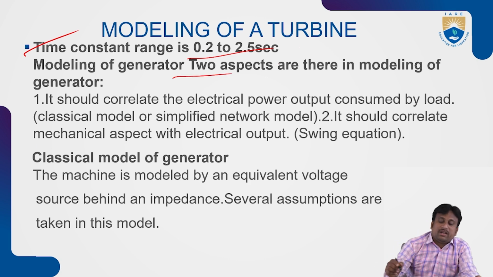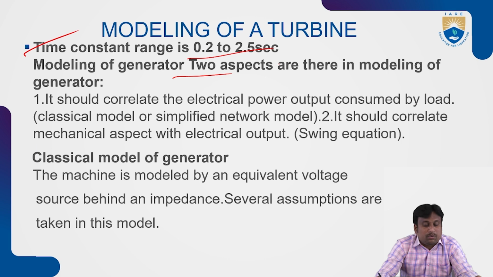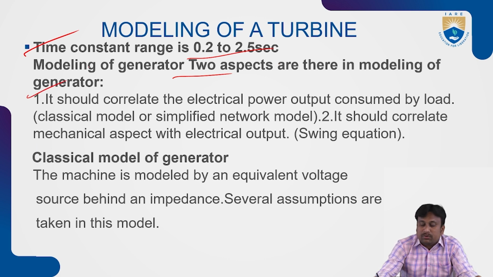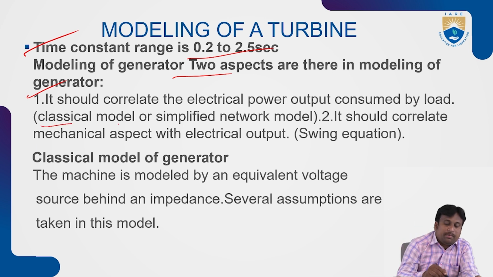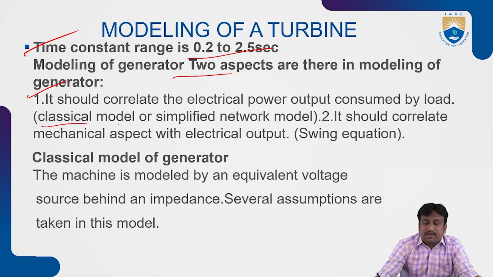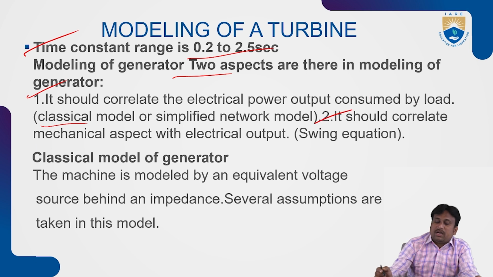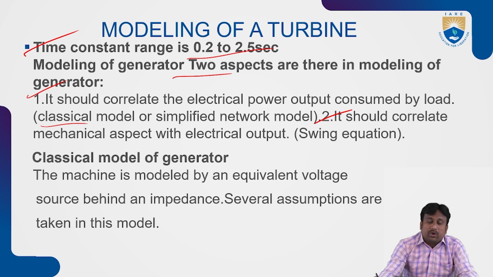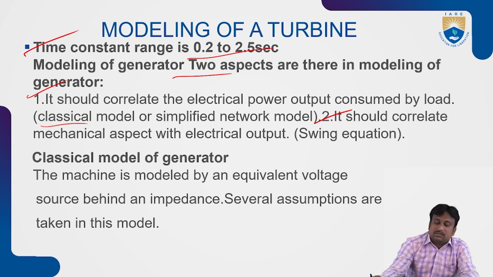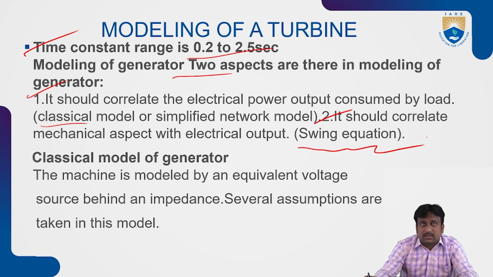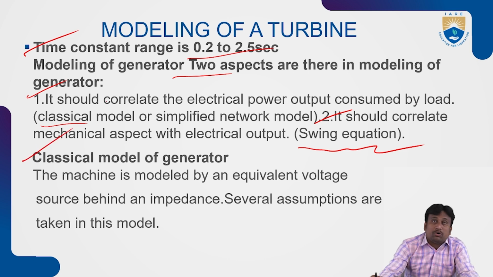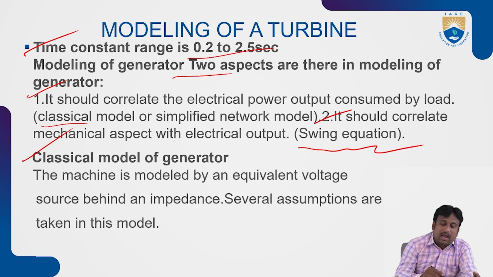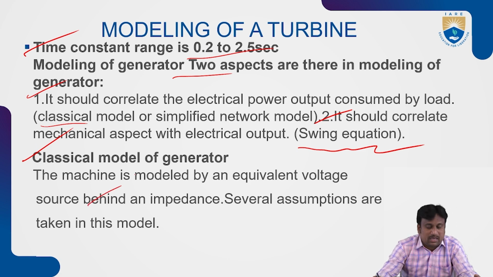So now modeling of the generator, and there are two aspects in modeling of the generator. One, it should correlate with the electrical power output consumed by the load, and it will be represented with the classical model or simplified network model. And the second one is that it should correlate the mechanical aspect with the electrical output. So likewise, we can extend these two analyses by utilizing the swing equation. Another case is the classical model of the generator. So the machine is modeled by an equivalent voltage source behind an impedance, and several assumptions are made in this model.